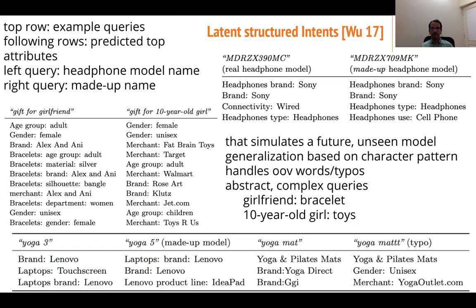So next simulates the future unseen model. Generalization based on character patterns handles out-of-vocabulary words and typos. Abstract complex queries: girlfriend is bracelet, 10-year-old girl toys. So all this shows that the model is robust to typos and accommodates different unseen queries in reasonable ways.